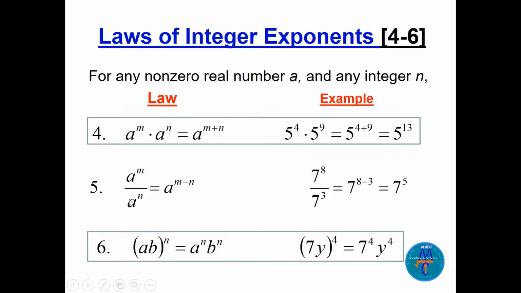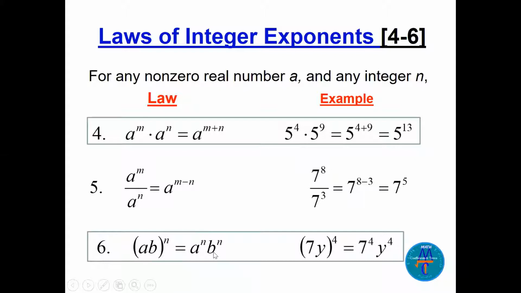Now when you divide with the same base, you subtract the powers. I think everyone knows that. 7 to the power 8 divided by 7 cubed is 7 to the power 8 minus 3, which is 7 to the power 5. You can have a negative power there or a positive power. Still, we can use the same rule.